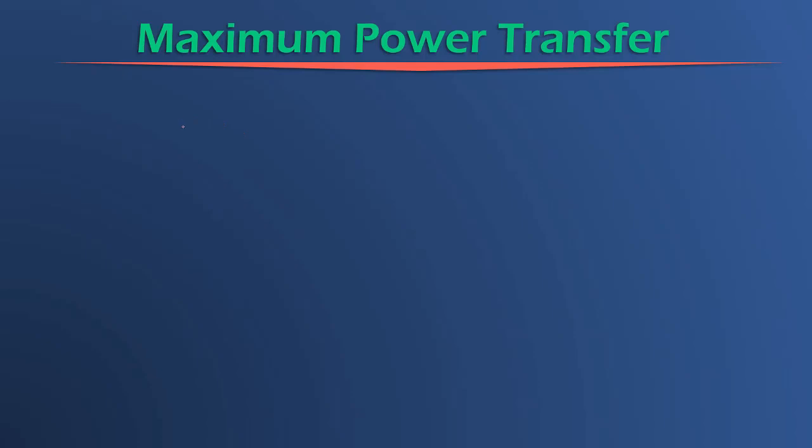So let's take a look at the voltage source, which we would define as VTH. We will have our resistor, which is RTH, and we will have our load, which is RL. What we would now like to know is what needs to happen to the load resistor for us to get maximum power to the load resistor.